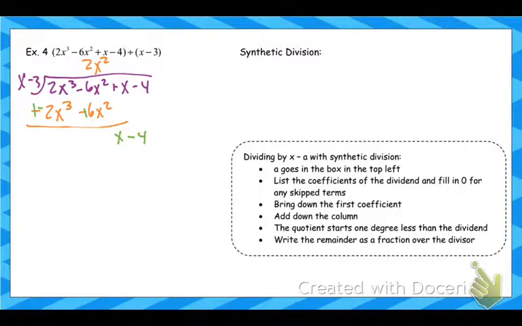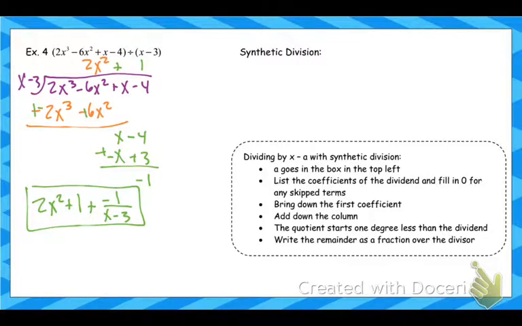And then we just do the same thing again. This is the same degree, so we can still keep going. Look at our first terms. Well, x times 1 is x. Multiply, subtract, change your signs, and I get a remainder of negative 1. So this would be 2x squared plus 1. And again, we write the remainder as a fraction over the divisor.